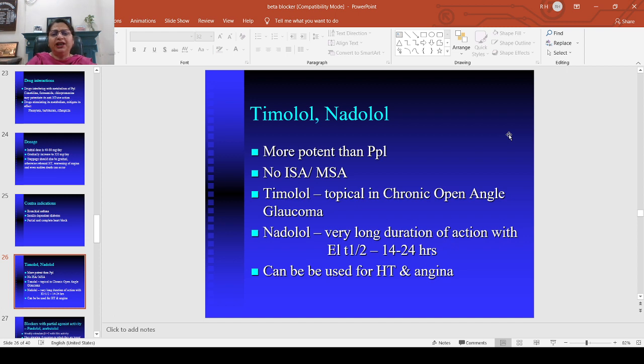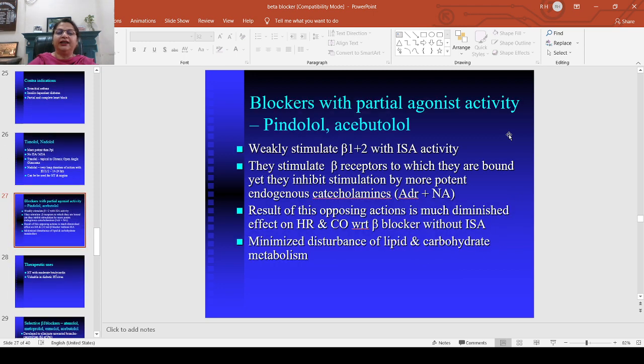Coming on to Timolol and Nadolol, these drugs are more potent than propranolol. They do not have any intrinsic sympathomimetic activity or membrane stabilizing activity. Timolol, we have discussed, is the second-line drug of choice for chronic open-angle glaucoma, and it is used topically. Nadolol has a very long duration of action with an elimination half-life of 14 to 24 hours. Nadolol can be used in hypertension and angina.